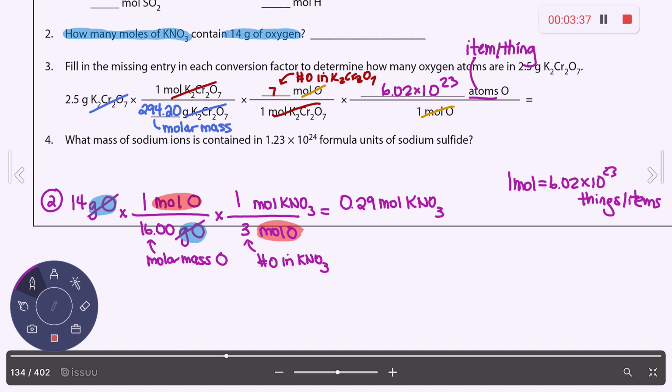okay? So now you're going to take 2.5 divided by the molar mass times 7 times Avogadro's number. And here you're going to end up with 3.6 times 10 to the 22nd atoms of oxygen. I derived those sig figs from the fact that I have 3 sig figs here. This is infinite, the number 1 is infinite, this is 5, this is 2. So that's why I have 2 sig figs in my answer.